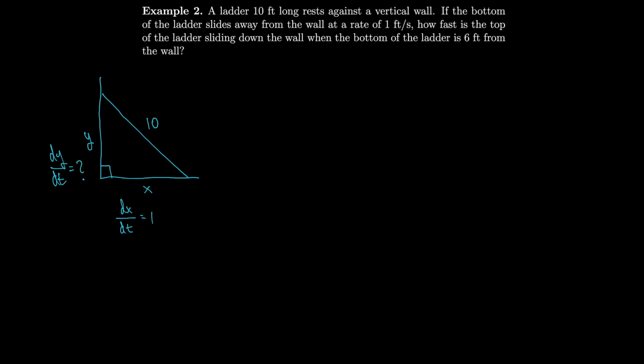So we don't know what this is, that's what we want to look for. So let's find a relationship between x, y, and 10. Well, Pythagorean theorem. x squared plus y squared is 10 squared, 100.